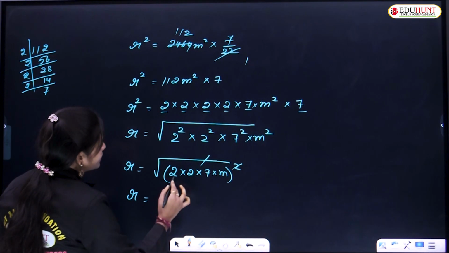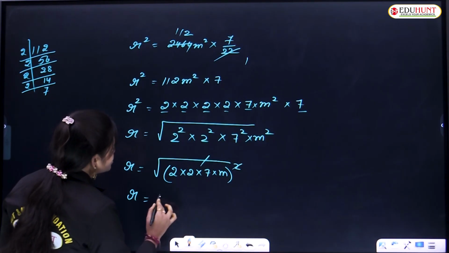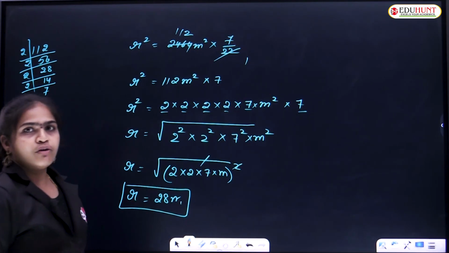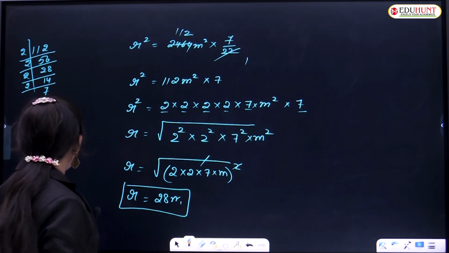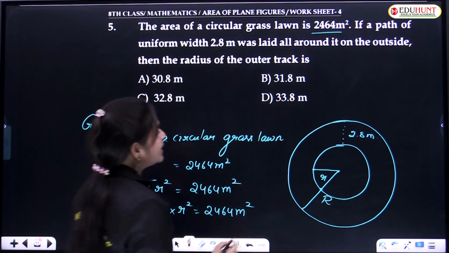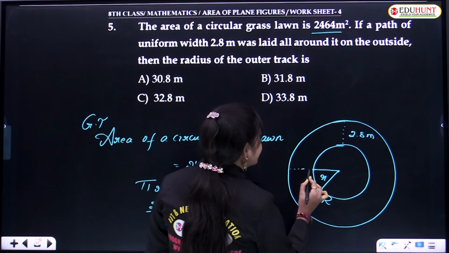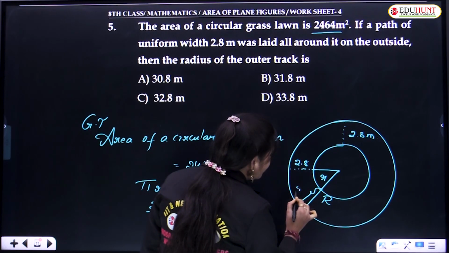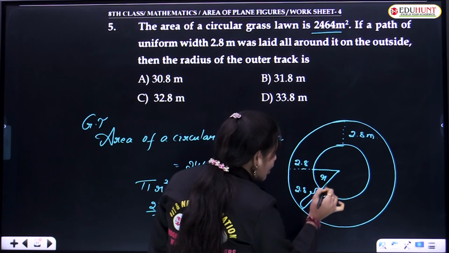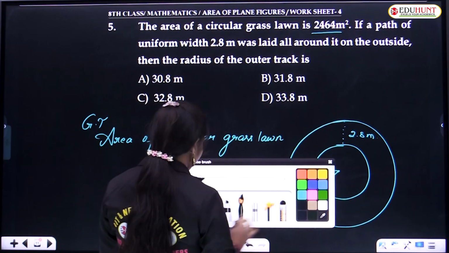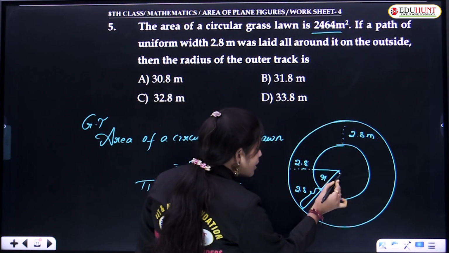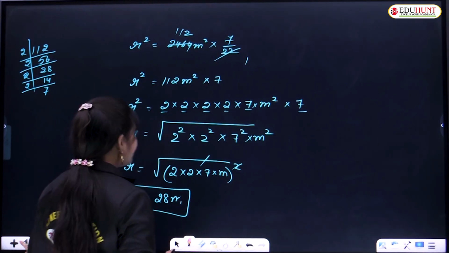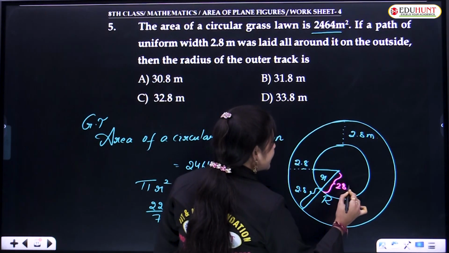Finally here r is equal to 2 into 2, 4, 4 sevens 28 meters. This is the value of r. Now what they are asking here: this value they already gave as 2.8, which means from here to here is 2.8. Okay, here the r value also we got. How much did we get? r is equal to 28 meters.